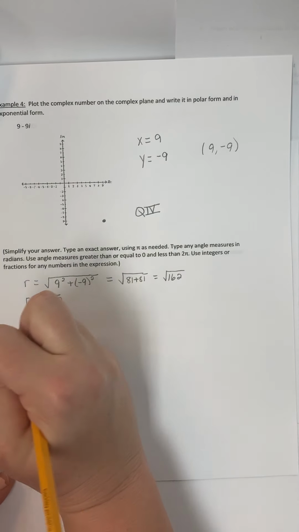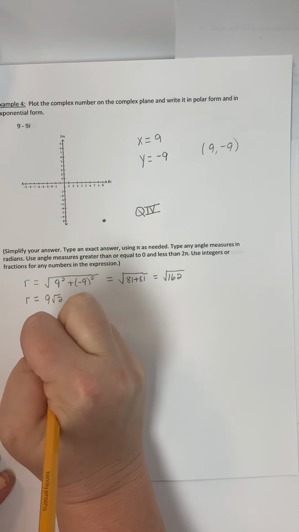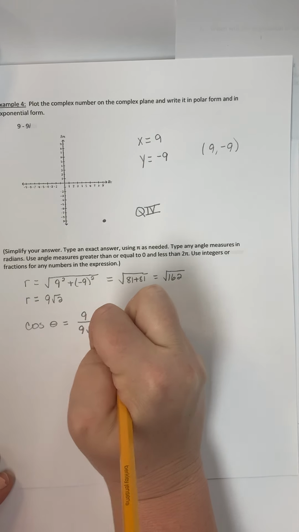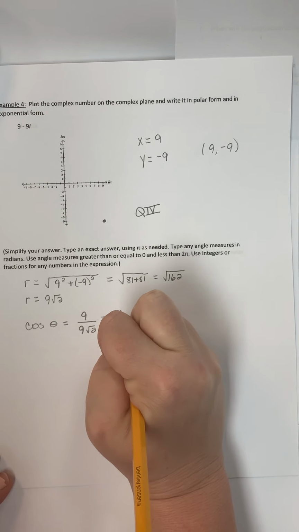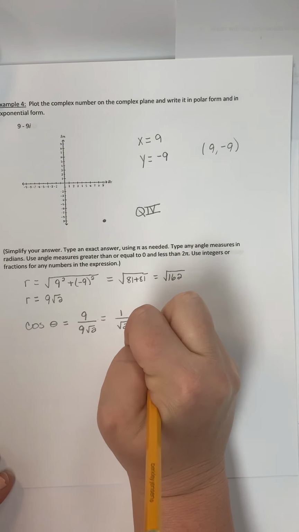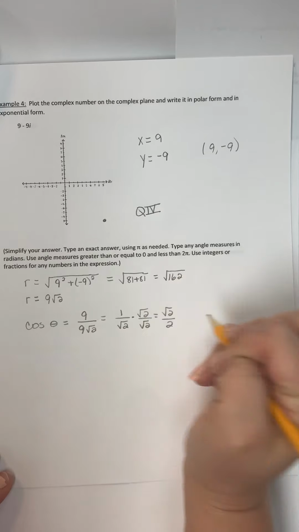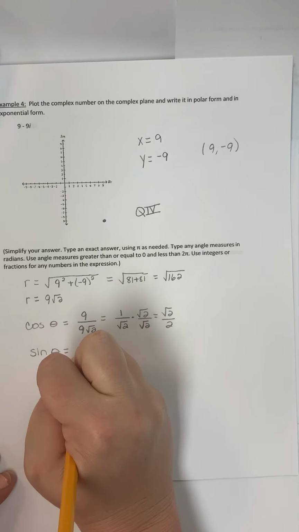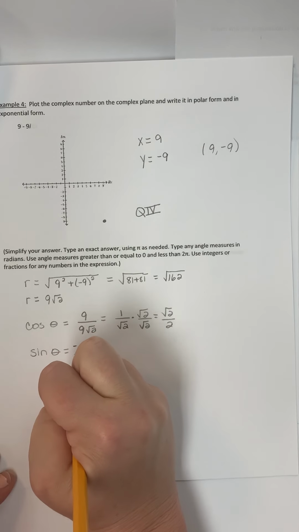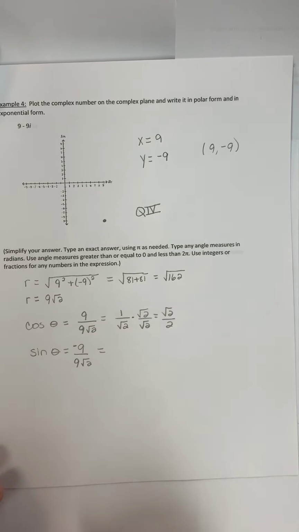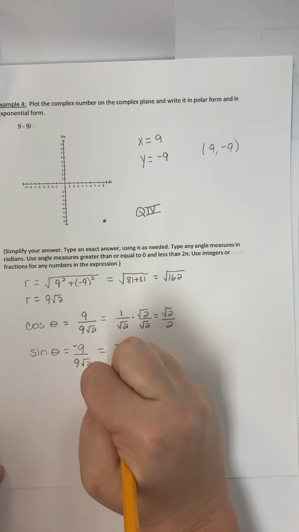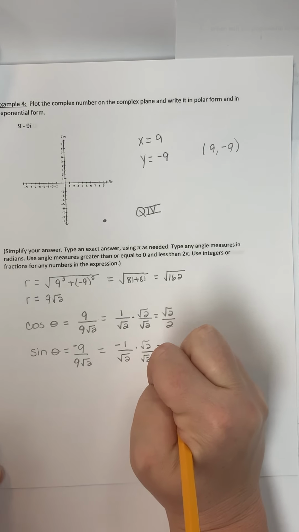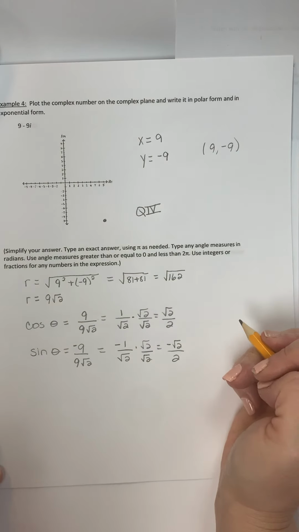Okay, so now I like to do the cosine theta, which again is x over r. I'm going to have to rationalize it in this case, and it becomes root of 2 over 2. I'm going to find sine theta, negative 9 over 9 root of 2. That's y over r. This becomes negative 1 over the root of 2. If I rationalize it, I get negative square root of 2 over 2.